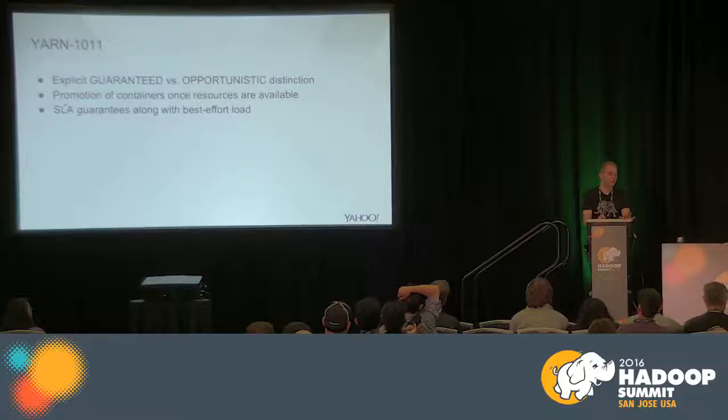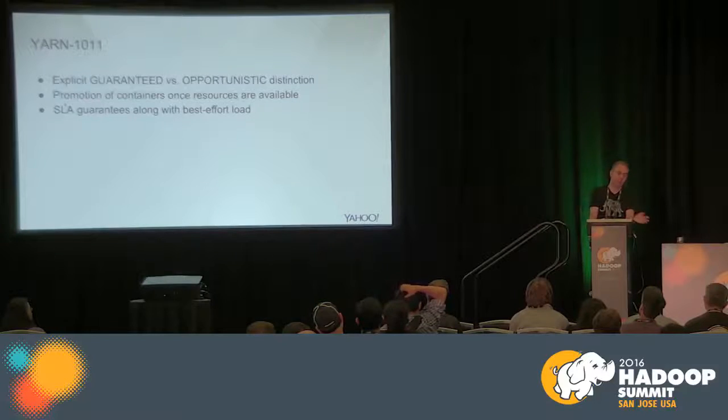So YARN-10.11, I think, is the best long-term solution. The reason we didn't go with it is, again, we were getting pressure internally to try something to leverage more of our nodes faster. And that design is significantly more complex, and we were worried that by the time it was robust enough to deploy in production, it would be well past our time frame. We want some initial results to help feed back into that design. But again, it promotes containers from opportunistic to guaranteed. It's a pretty sophisticated design, and I think long term that's going to be the best solution.